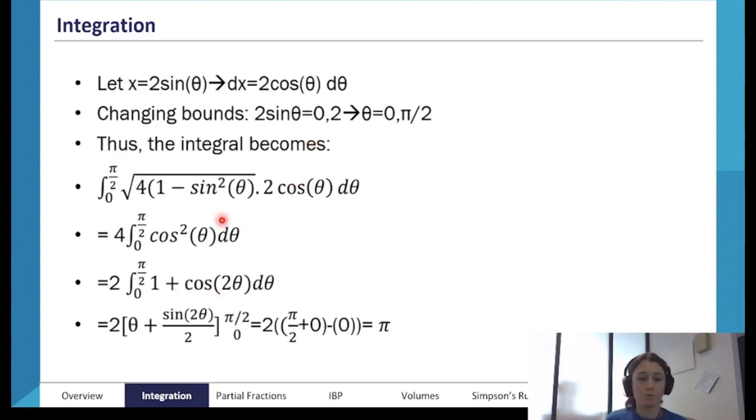So, once we've changed the bounds, we now need to apply this to the integral. So, we've put our new bounds into the integral, and then we've subbed in our substitution. So, of course, we have our 2 cos theta d theta, which is our sub in for dx. So we have this, and this is coming down here.